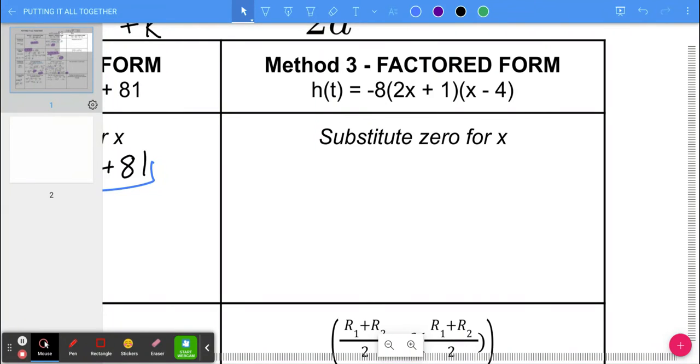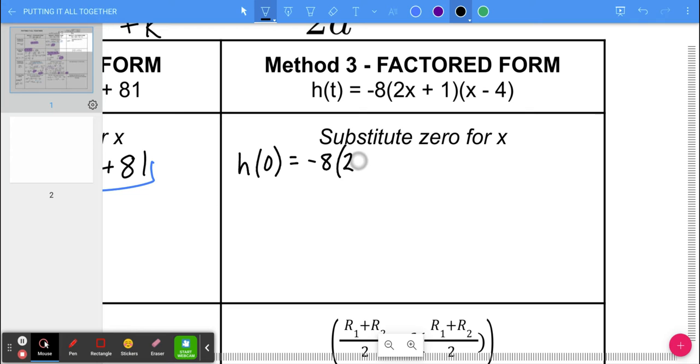All right, finding critical information from factored form. All right, so first one was finding your y-intercept. Remember, y-intercept is where x is equal to 0. So you are just going to substitute 0 in for all of your x's.